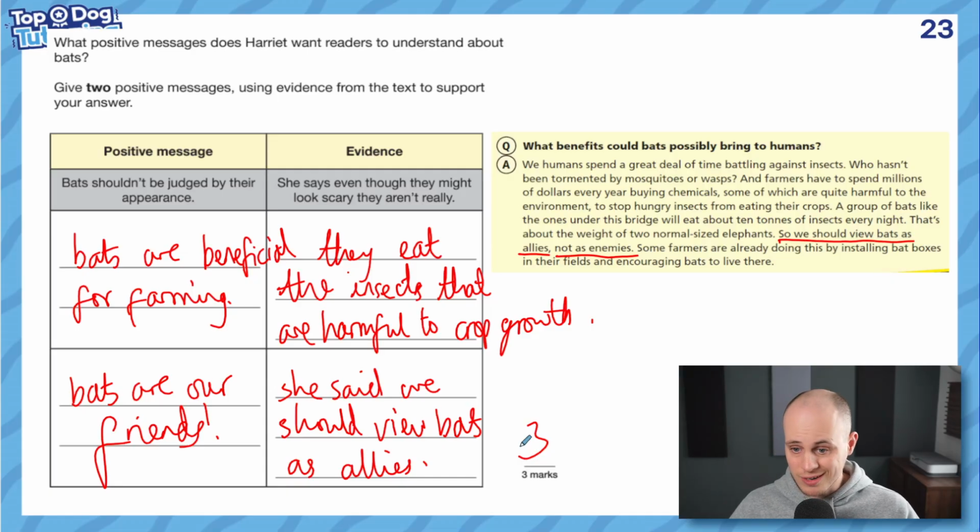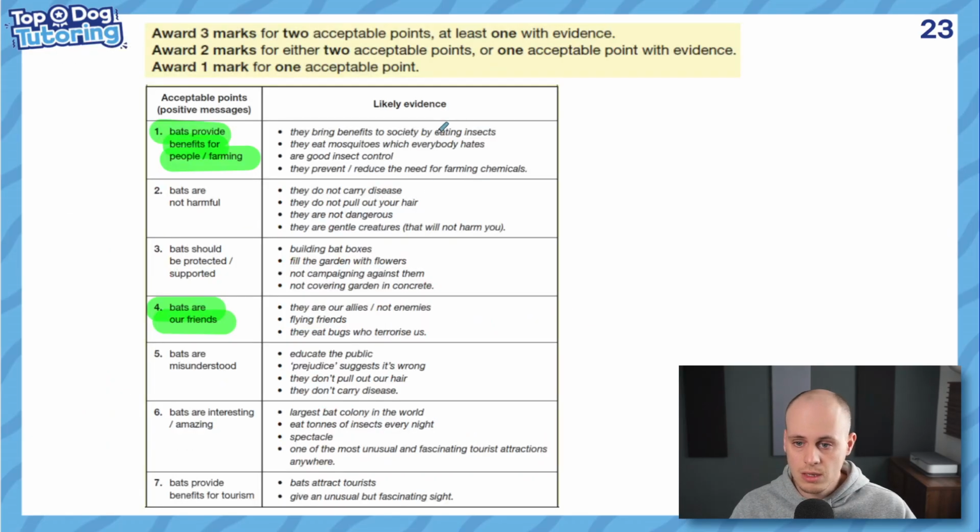Wowzers. And you know what, guys? I actually had 3 marks before I even wrote this bit. You might be thinking, what? How can you have 3 marks before you finish the question? Well, the mark schemes for 3-mark questions are actually really quite forgiving. I'll show you. This is the mark scheme here that I've pulled straight from. This is the real one.